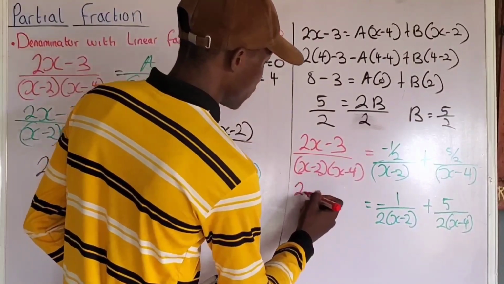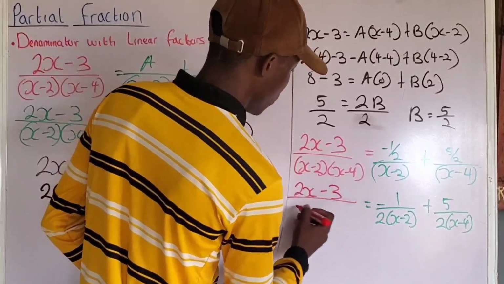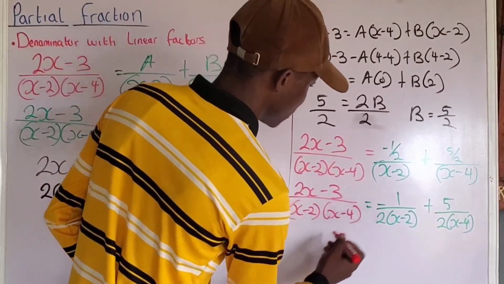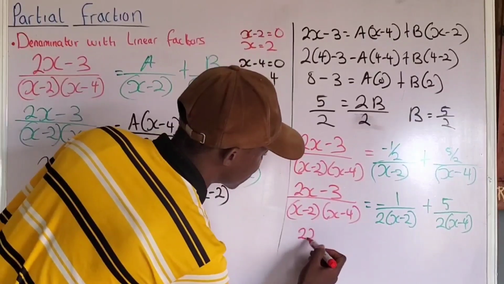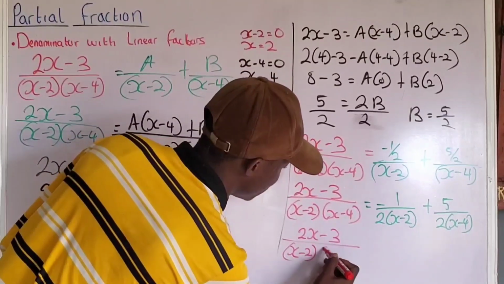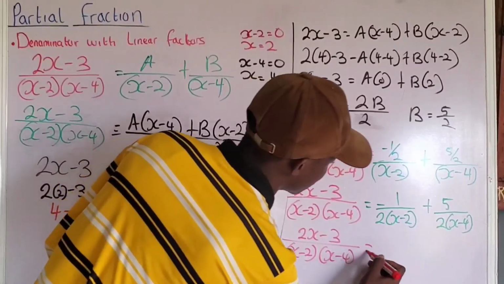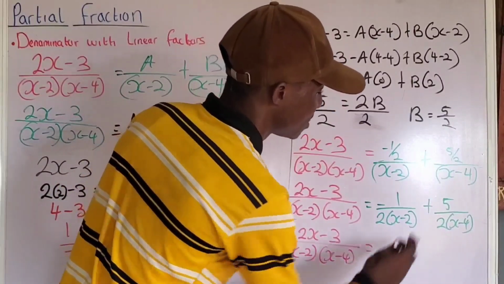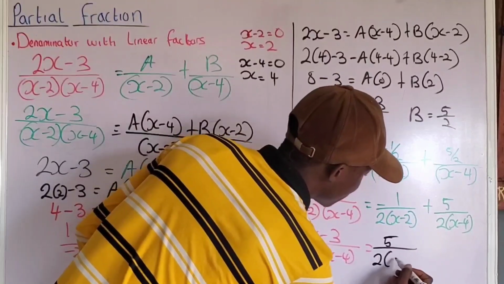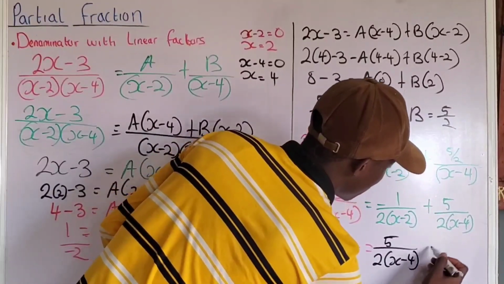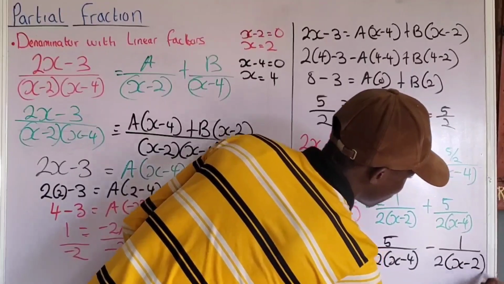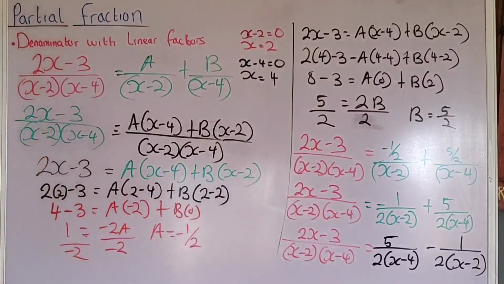Just write it on the front: 2x minus 3 all over x minus 2, then x minus 4, right? So for this, I'm going to have 2x minus 3 all over x minus 2, then x minus 4 is equal to, now you can replace this, we can have 5 all over 2 multiplied by x minus 4 minus 1 all over 2 multiplied by x minus 2. You understand? So that is the final answer to that question.